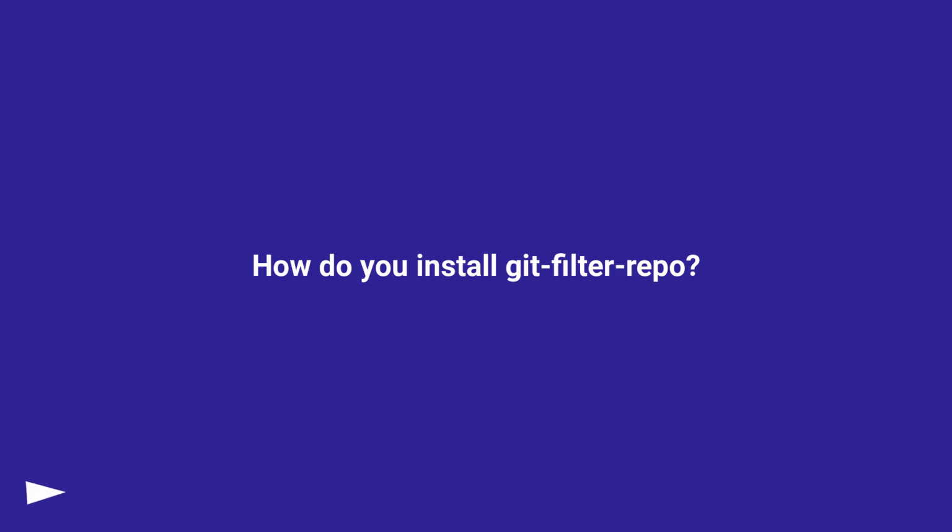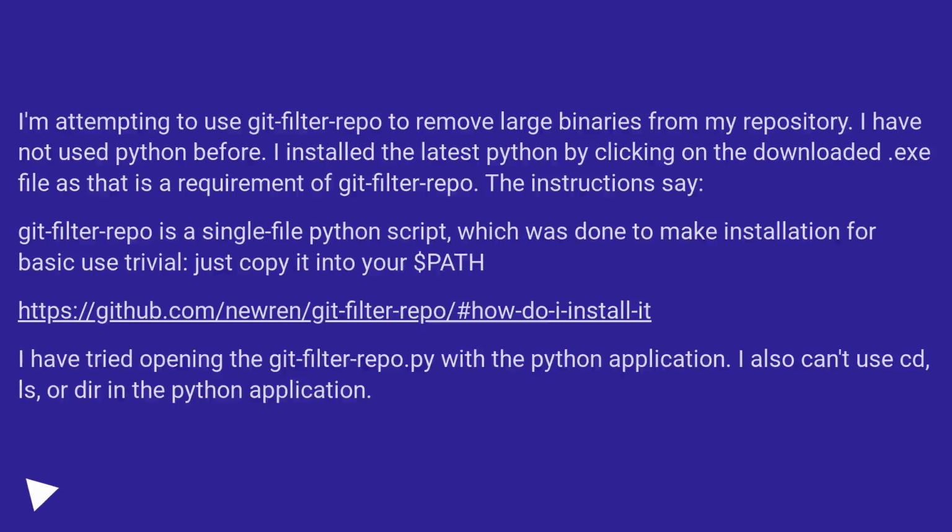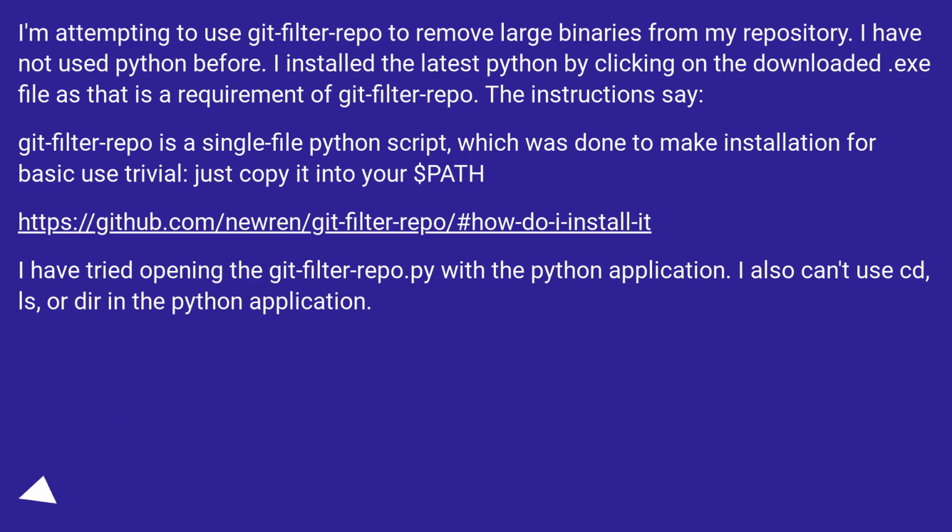How do you install git filter repo? I'm attempting to use git filter repo to remove large binaries from my repository. I have not used Python before.